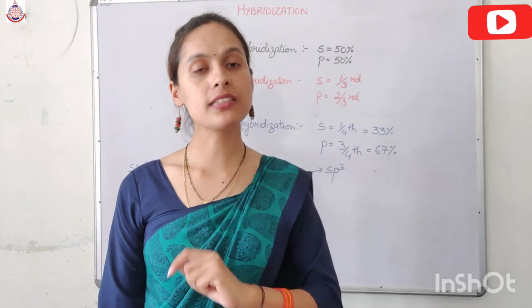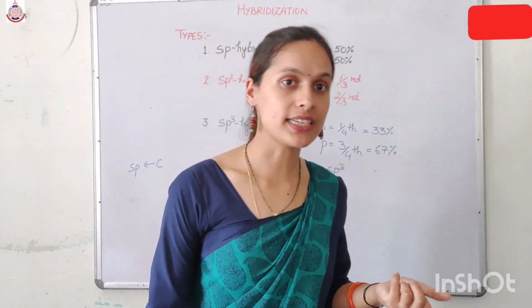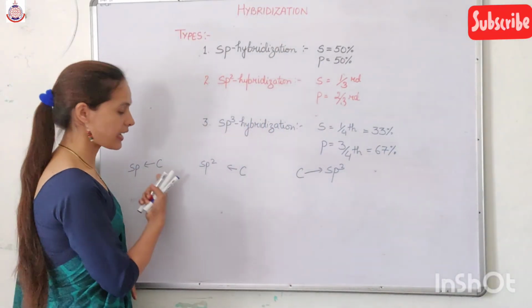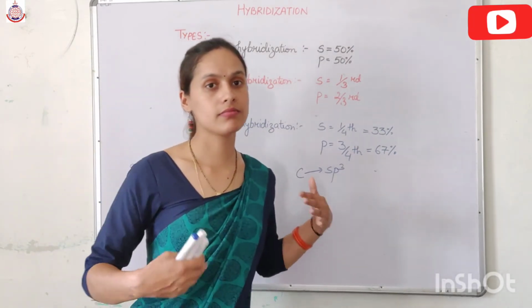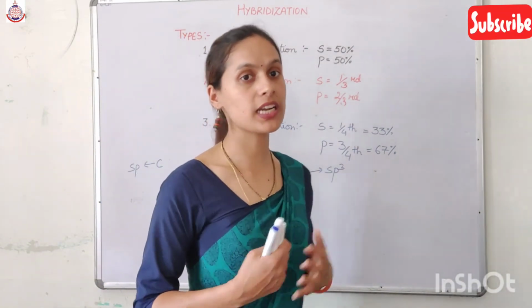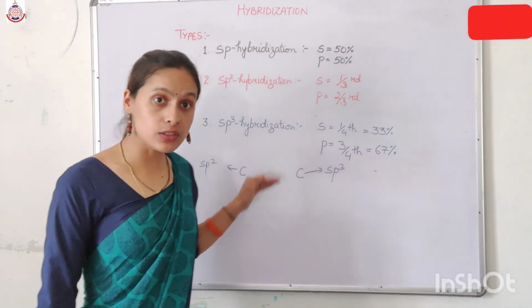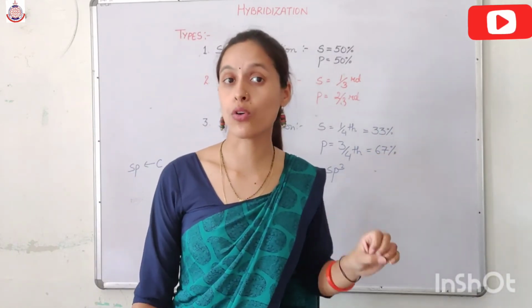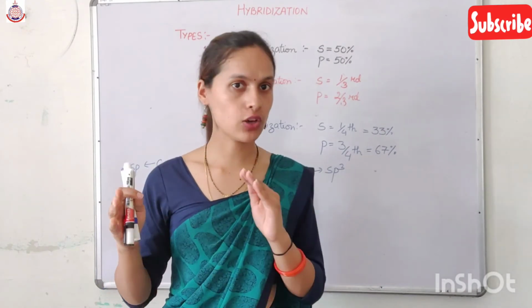And due to the decrease in the effective nuclear force of attraction, what happens? Electronegativity decreases. So the most electronegative carbon is the sp hybridized carbon, and the least electronegative carbon is the sp3 hybridized carbon. So in this way, hybridization influences the electronegativity of an atom.